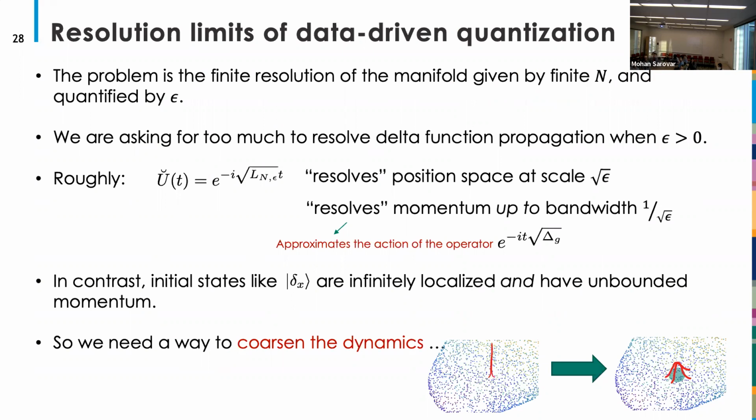Because roughly, if I construct this quantity, it resolves position space scale of root epsilon, because that's the uncertainty in coordinates that I have. And it resolves momentum up to a bandwidth of 1 on root epsilon. What I mean by resolves is that it approximates the action of the true operator that I have. But in contrast, the initial states that I was trying to propagate, these delta X, are infinitely localized and have unbounded momentum. So they don't lie within these resolution scales that I have from the data. So we need a way to coarsen the dynamics to match the resolution.